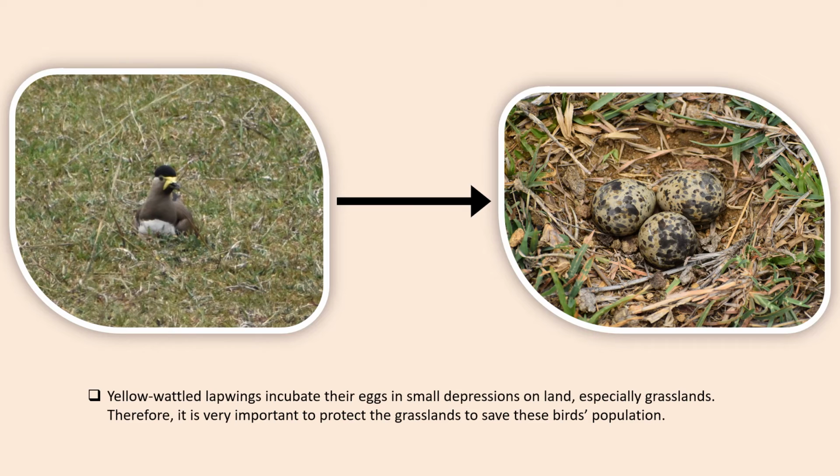As you can see here, these are the eggs of yellow-wattled lapwing, and they actually make their nest in small depressions on land in the grasslands, and the yellow-wattled lapwings sit and incubate their eggs. Therefore, to protect or save these birds, we have to protect the grasslands. So these little interactions are very important to balance our ecosystem and conserve our ecosystem.